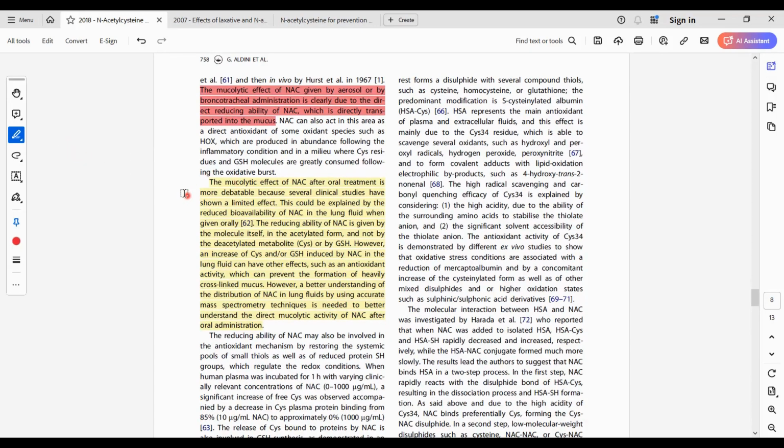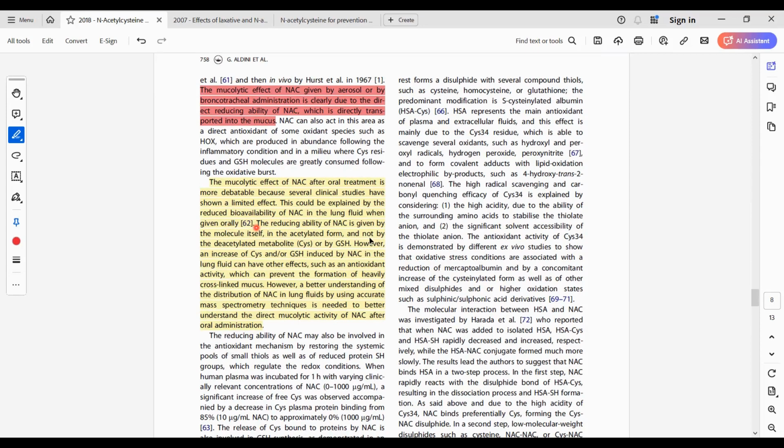Then down here in this paragraph, they say that the mucolytic effect of NAC orally is more debatable. Basically, they're saying here that they need more research, and they're talking through how it can be effective still. So NAC after oral treatment, breaking down the mucus, is debatable because several studies have shown a limited effect. This could be explained by the reduced bioavailability of NAC in the lung fluid when given orally, right? Because you swallow the capsule, it goes to the gut, has to be broken down, reconstituted, and make its way to the lung. Whereas if you just use the nebulizer, you're inhaling it straight into the lungs.